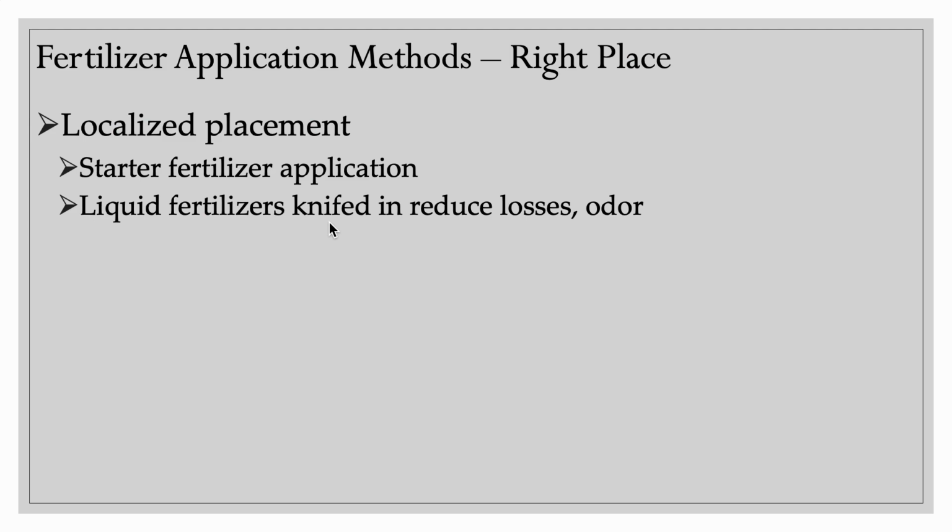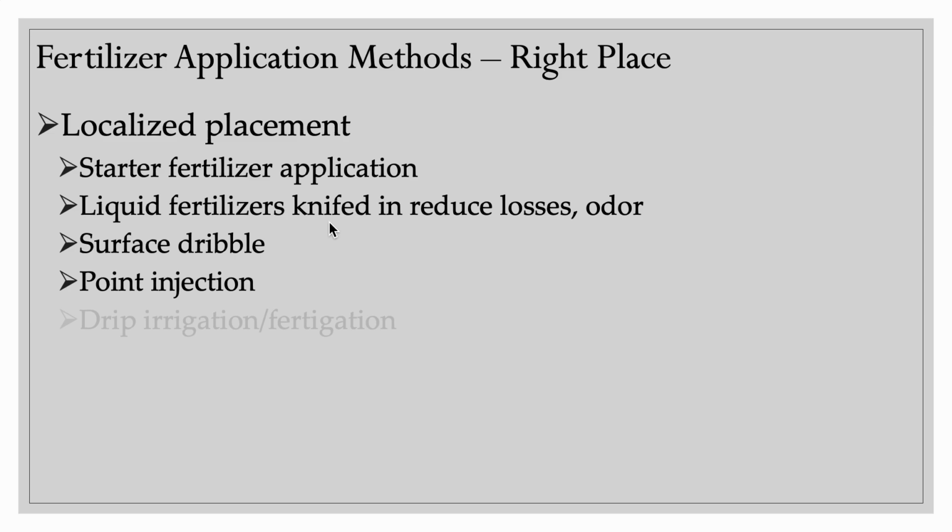Next, we have localized placement. This is for our starter fertilizers. This is typically a lot better with liquid fertilizers because we can knife that in. We can make a slit in the soil, and that will put a little band down, and then the roots have access to a high content of nitrogen without having to scavenge for it. You might also see surface dribble or point injection. We have drip irrigation or fertigation.